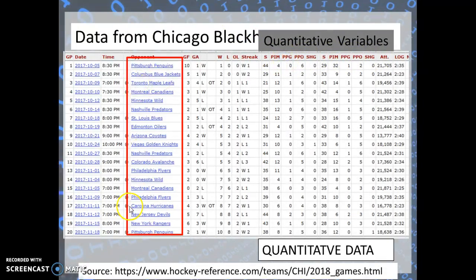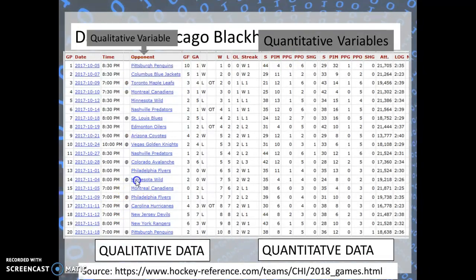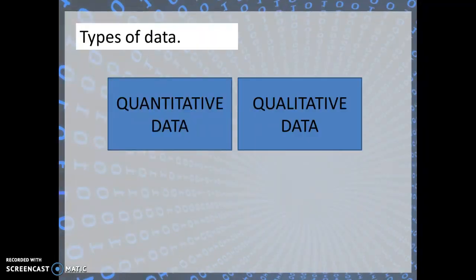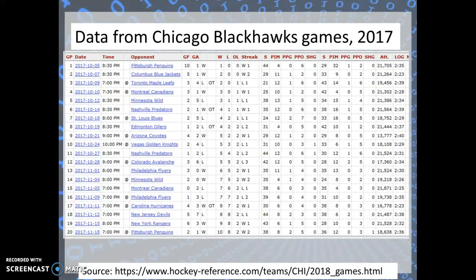Something like this, these are names. That's descriptions. That's qualitative. I'm describing the teams I'm playing. That means the opponent is a qualitative variable. Other examples, more real life, maybe the color of eyes. If we talk about different people, what color eyes do they have? If you were running a hotel, do you have a single room or a double room? Qualitative variables. So right now I've described the two main types of data. Numbers, quantitative. Descriptions, qualitative. Let's look at them in more depth.